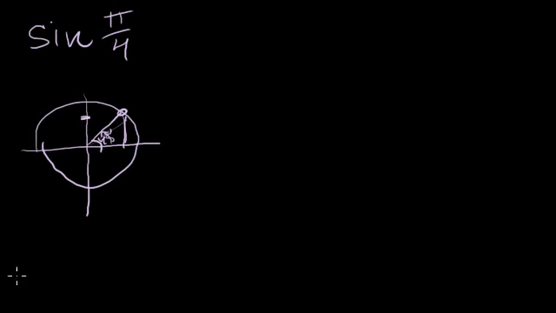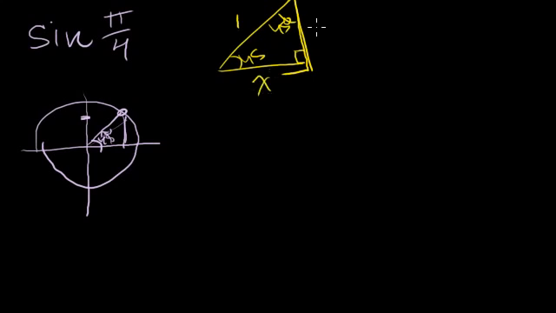Let me draw the triangle a little bit larger. The triangle looks like this. This is 45 degrees. This is 90. And you can solve a 45, 45, 90 triangle. The hypotenuse is 1. This is x. This is x. They're going to be the same values. This is an isosceles triangle, right? Their base angles are the same.